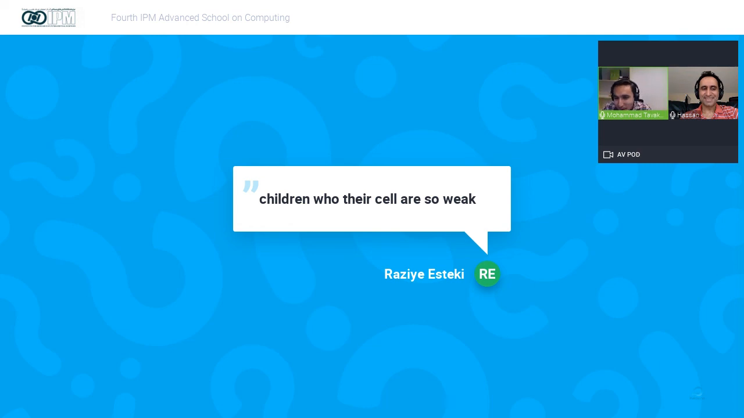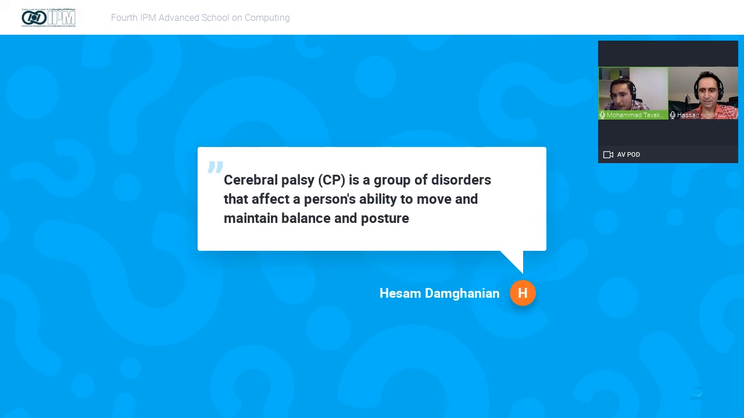Okay, another question here: cerebral palsy, CP, is a group of disorders that affect the person's ability to move and maintain balance and posture. I see. So is there any treatment for this? Yeah, that's a good question.